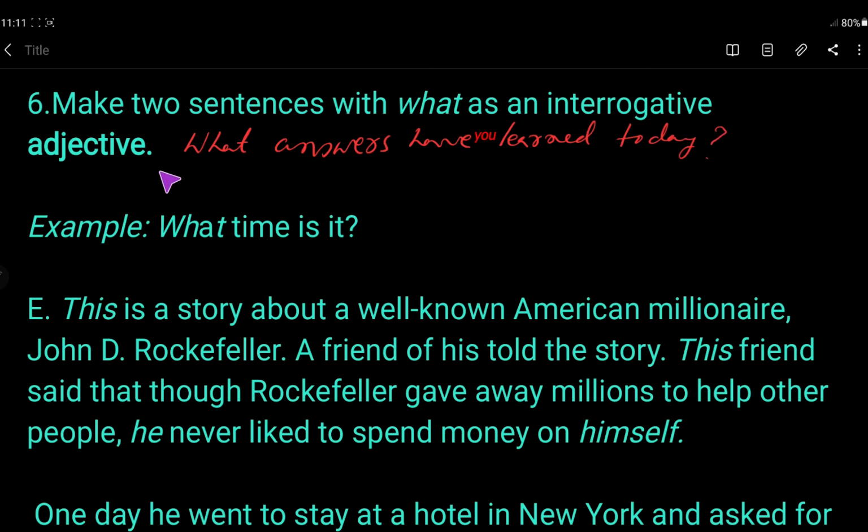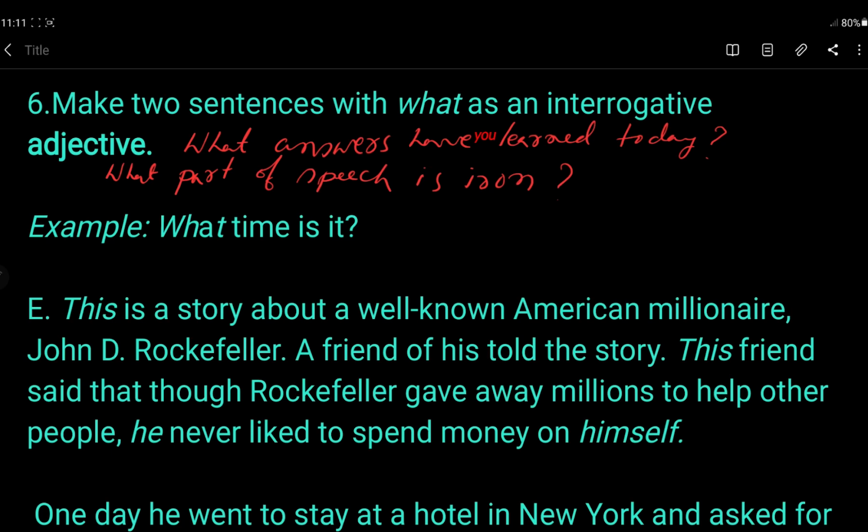Another one, what part of speech? What part of speech is iron? Here in these places, what is describing answers, so that's why this is an adjective, and here what is describing parts of speech, so in this place what is an adjective.